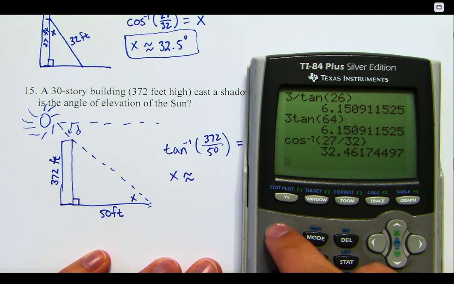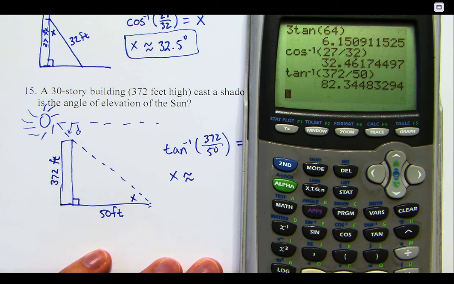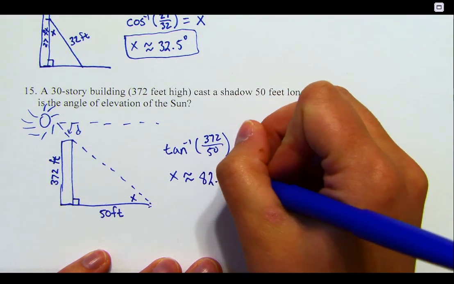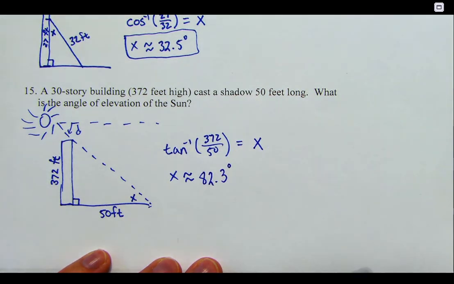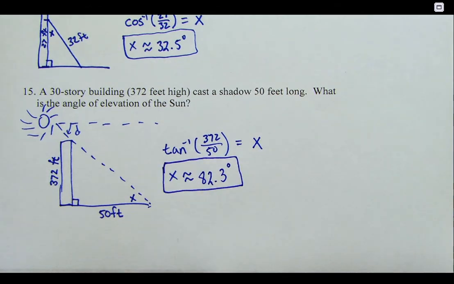So second tangent to get the inverse, and then 372 divided by 50. And if I round to the nearest tenth, that'll be 82.3. So 82.3, and then our degree symbol. Right, and that is going to conclude section 12-1.